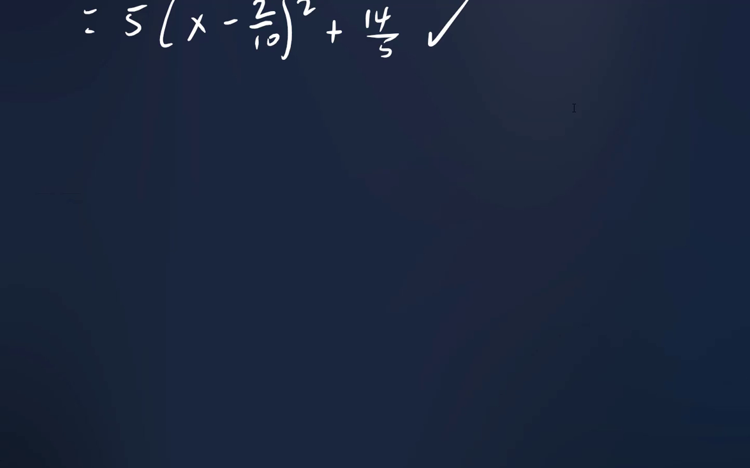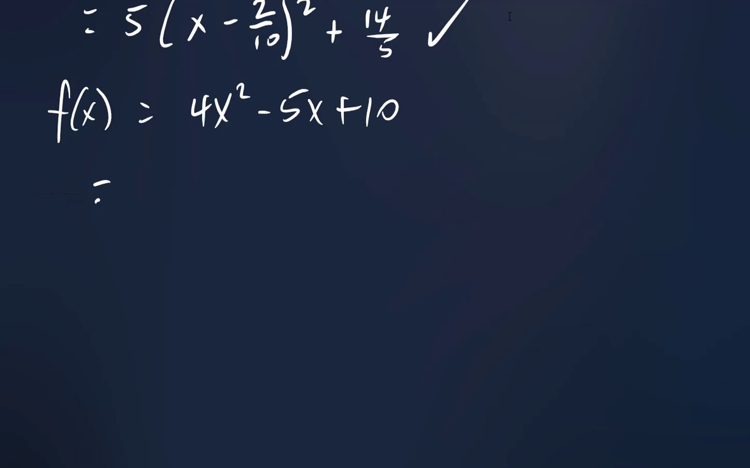Now let's take our last example here. I think now you are able to work with any quadratic function and put it in that form. Let's try another one here. Let's say that f of x is equal to 4x squared minus 5x plus 10. Okay, now we are used to it. I know you're good on this. Pause it and try to solve it.